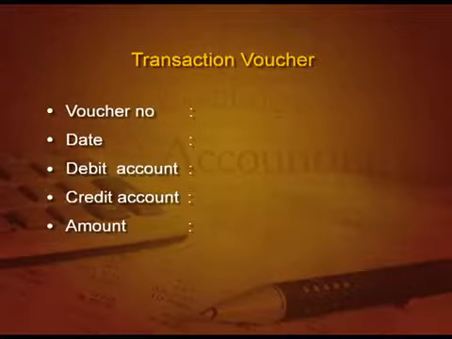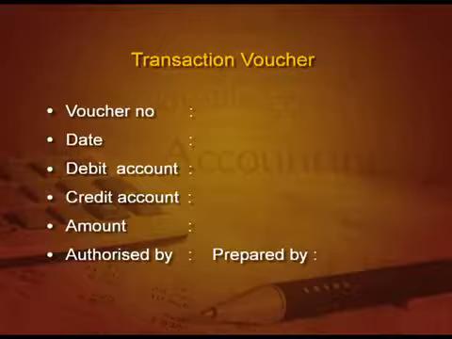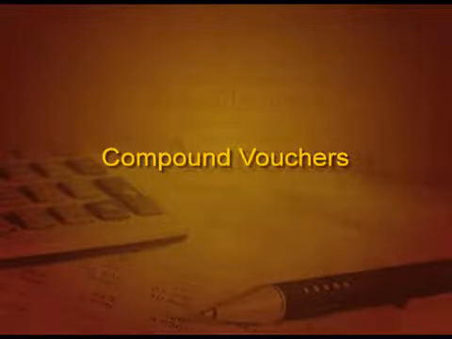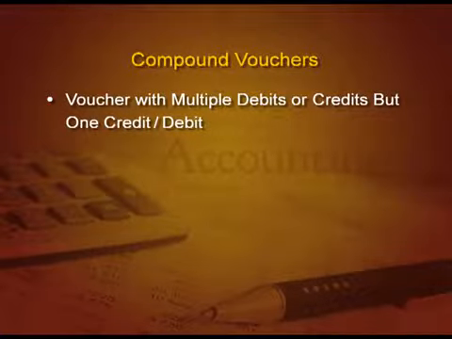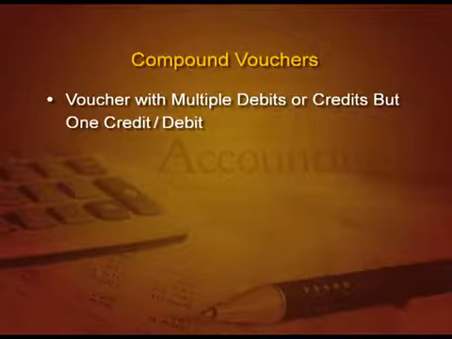Then there are two signatures. First, the person who has authorized this voucher and the person who has prepared this voucher. Then there can be compound vouchers. Compound voucher means any voucher with multiple debits or credits, but with a single credit or debit. To explain it, if there are two accounts in the debit and one in the credit, it will be called a compound voucher. And if there is one debit and multiple credits, it is also called a compound voucher.